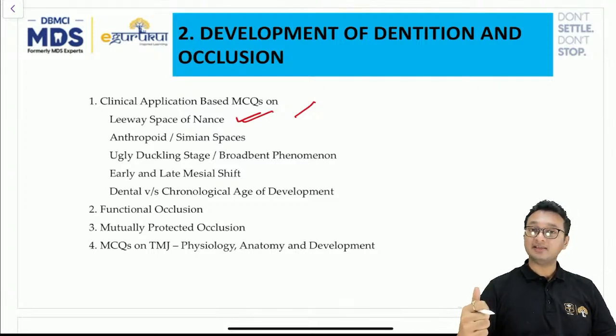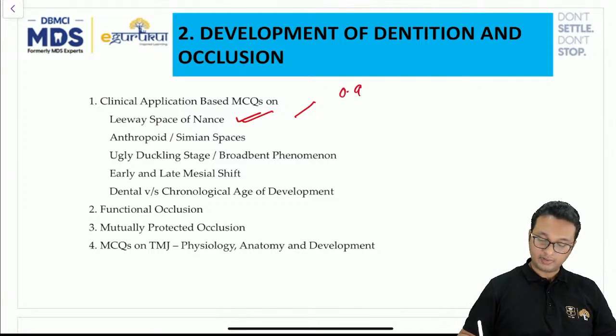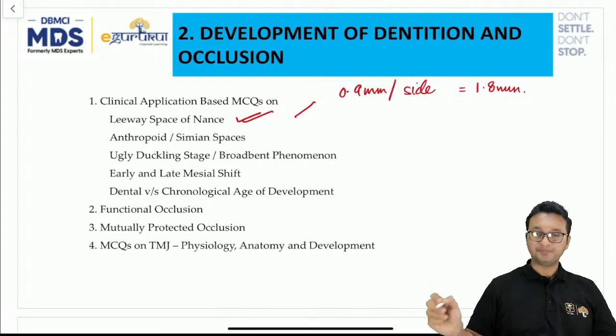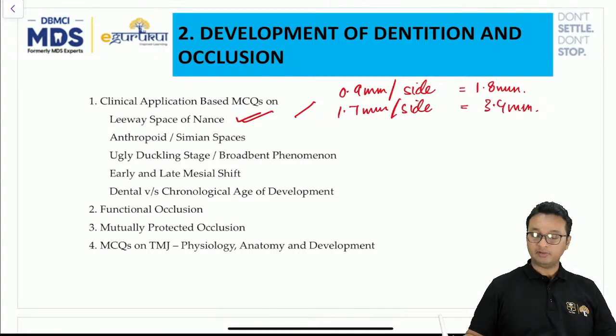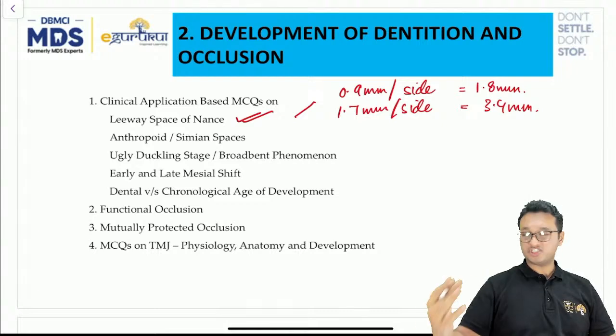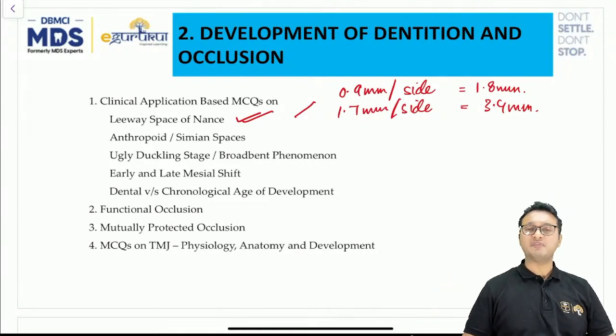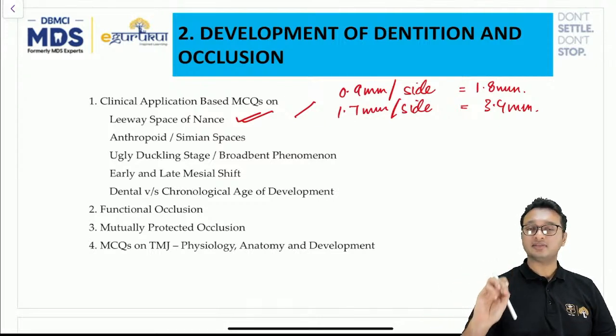For the maxilla it is 0.9 millimeter per side. That makes a total of 1.8 millimeter. Whereas for the mandible it is 1.7 millimeter per side. That makes a total of 3.4 millimeter on both sides. So questions like that. This is an example of a direct memory based question. You just have to remember the values and that's it. That is just a small example.